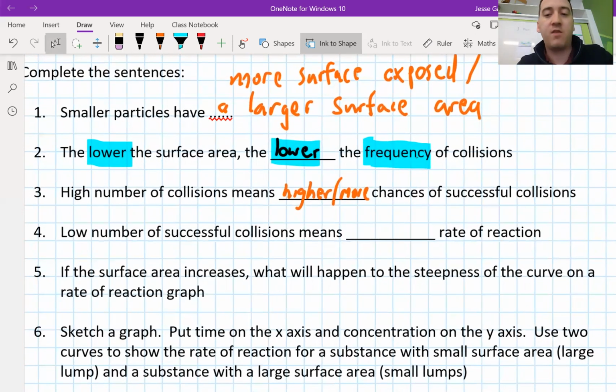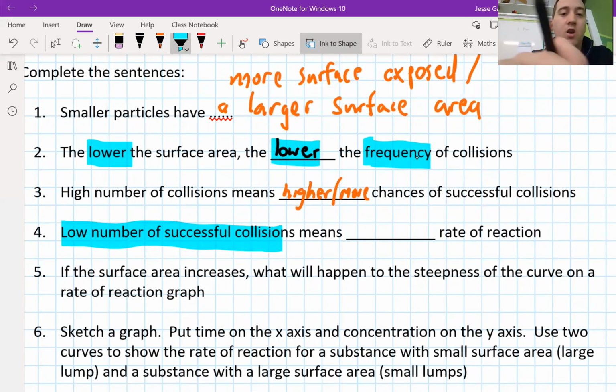Low number of successful collisions means something rate of reaction. Okay, so low number of successful collisions. What does that do to the rate of the reaction? It's going to lower the rate of the reaction. So less collisions happening, slower reaction. So it means lower or slower rate of reaction. Well done. If you got that right, good job.